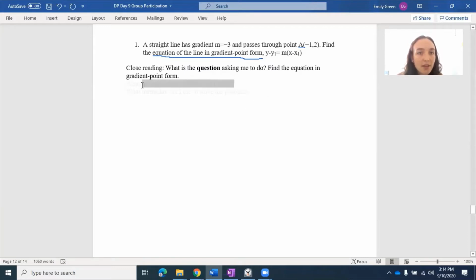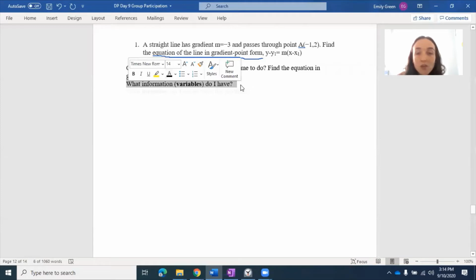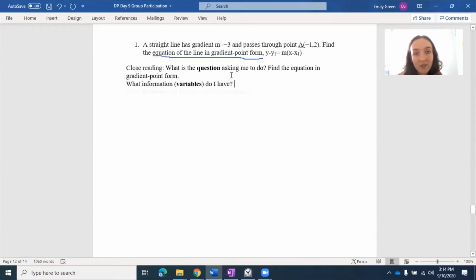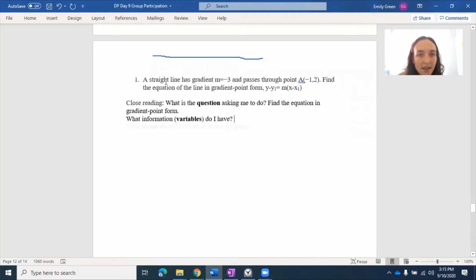The second question that we're thinking about has to do with what things we know, what information we already have. And that also means variables. We want to be very careful to find all of the variables that we know in this equation. So in this example, we say the line has a gradient m equals -3. That's one of our variables. And it passes through the point A, which is -1, 2. These are the variables that we have access to.